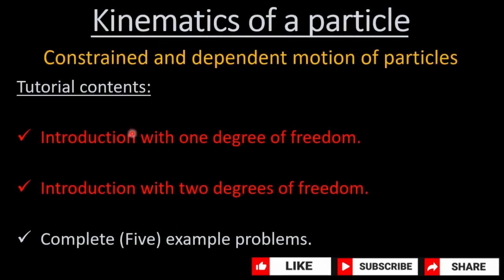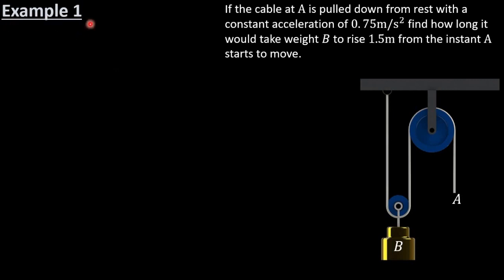Okay, so now we've looked at pulley systems with 1 degree of freedom and pulley systems with 2 degrees of freedom. We're now going to complete 5 example problems. So example 1. If the cable at A, so down here, is pulled down from rest with a constant acceleration of 0.75 meters per second squared, find how long it would take weight B, so this weight here, to rise 1.5 meters from the instant A starts to move.